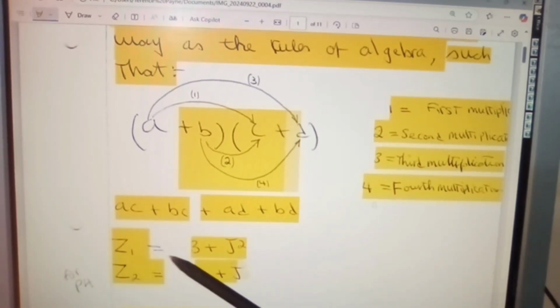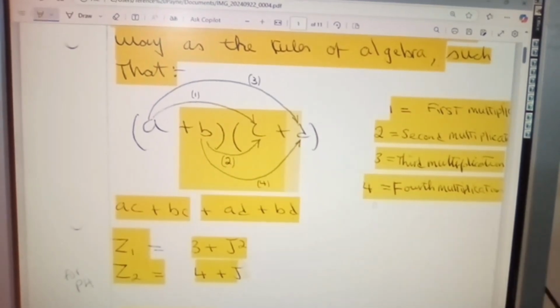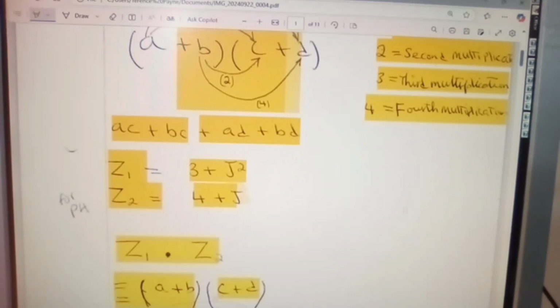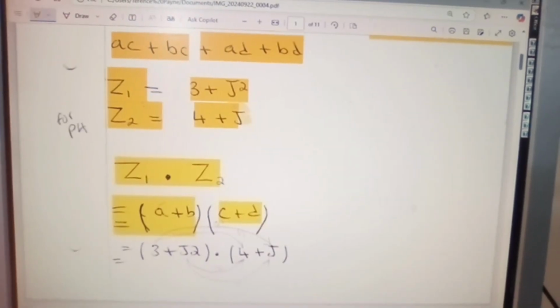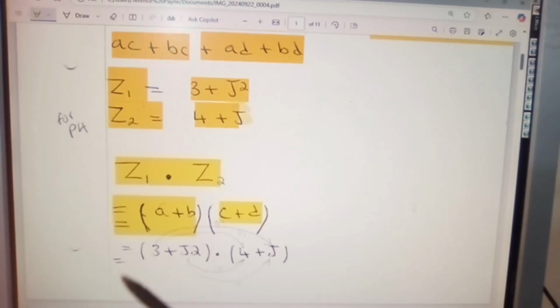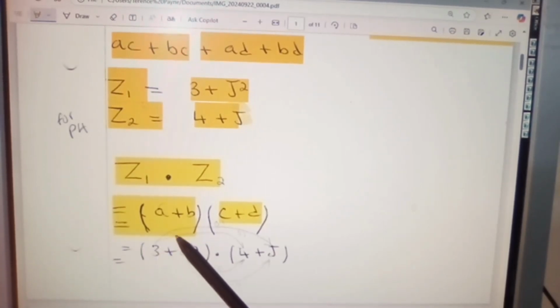Now z1 equals 3 plus j squared, z2 equals 4 plus j, and you can see it was all from our original formulae. Okay, z1 and z2, a plus b brackets, c plus d in brackets.